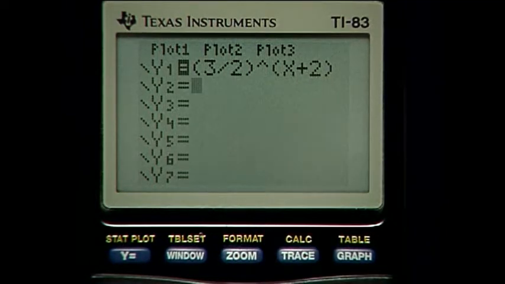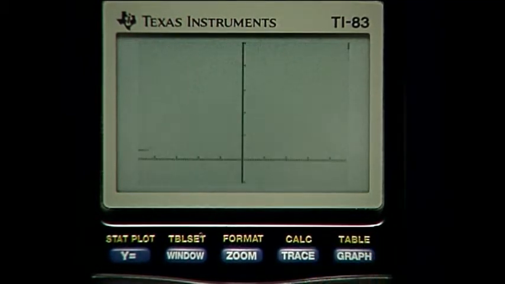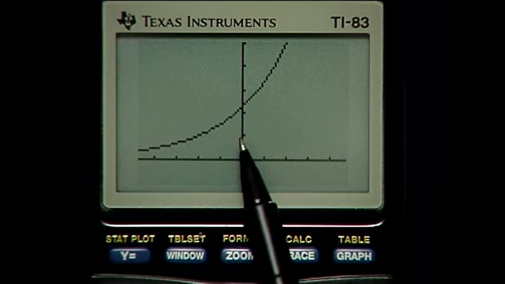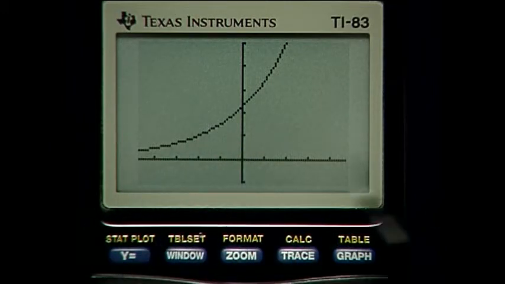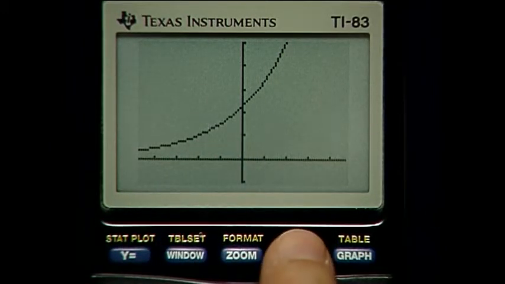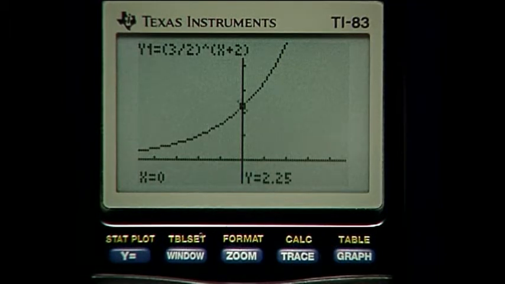At any rate, here's what the graph looks like. And as expected, it is simply a shift 2 to the left of a graph that would go through the point 0, 1. If we were graphing 3 over 2 to the x power, it would go through this point, and this new graph is just shifted over 2 from that position. Pressing trace, we can verify one of those points that we had evaluated just a few moments ago. If I cursor over to where x is 1, we see that y is indeed 3.375.